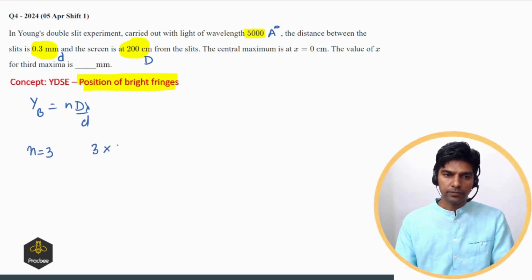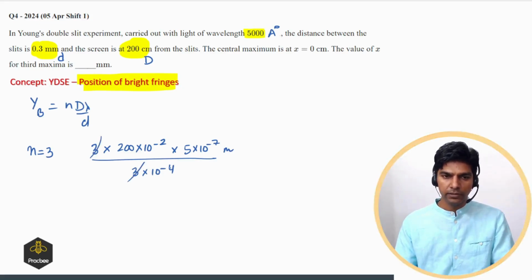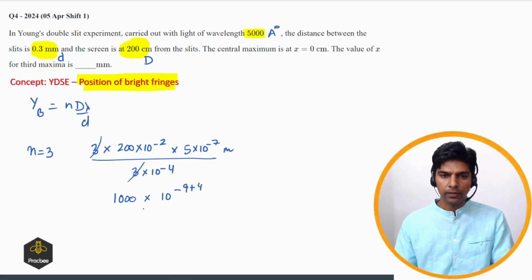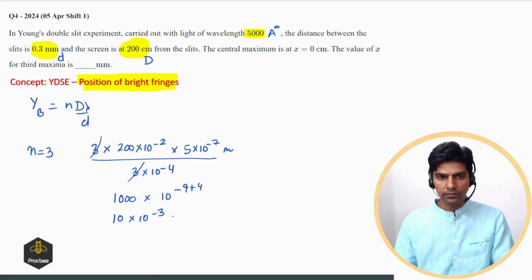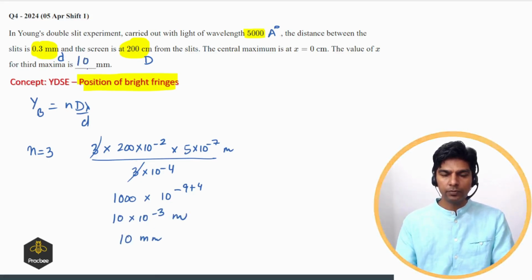So 3 times capital D, which is 200 into 10 raised to power minus 2 in meters, lambda is 5 into 10 raised to power minus 7 in meters, divided by small d, which is 3 into 10 raised to power minus 4 in meters. So 3 will get cancelled out. So this will be 1000 times 10 raised to power minus 9 plus 4, and we have to find the answer in millimeters. So that will be minus 5. So 10 into 10 raised to power minus 3 meters. So it will be 10 millimeters. So the answer will be 10.